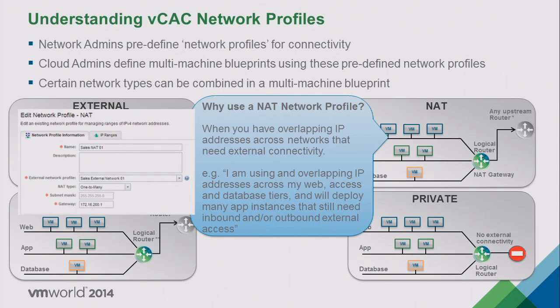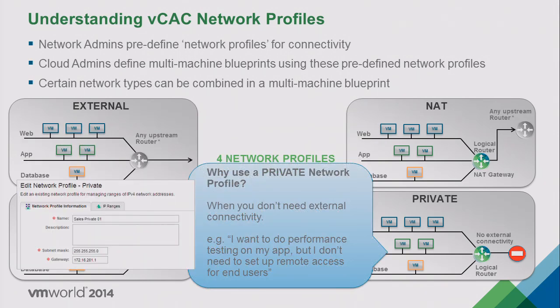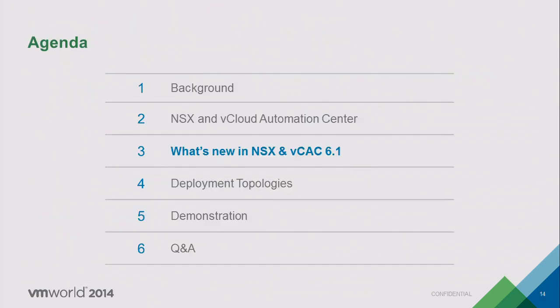And then we have a one-to-one NAT, which does essentially a translation. We allocate a unique address to every virtual machine, and we'll program both source NAT and destination NAT rules in this case. And then finally, private networks, which have no external connectivity. So these are really the network profile building blocks that you will use within your applications. And with that, I think we'll now move over into the new features in 6.1.